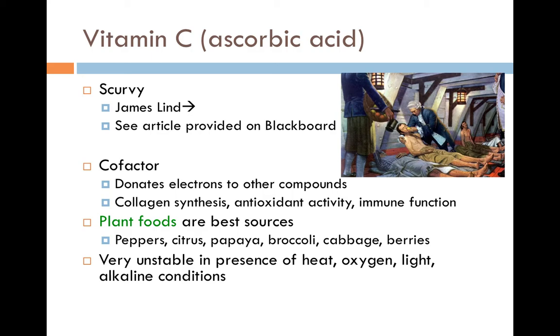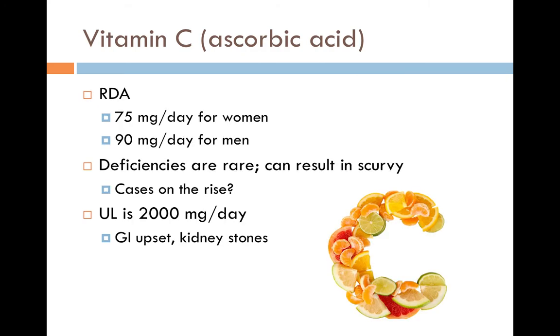Good food sources, as I mentioned earlier, are citrus fruits, peppers, papaya, broccoli, cabbage, and berries. Vitamin C is also unstable in the presence of heat, oxygen, light, and alkaline conditions. But keeping foods refrigerated can help slow the loss of vitamin C. The RDA for vitamin C is 75 milligrams per day for women and 90 milligrams per day for men, and deficiencies are quite rare these days.